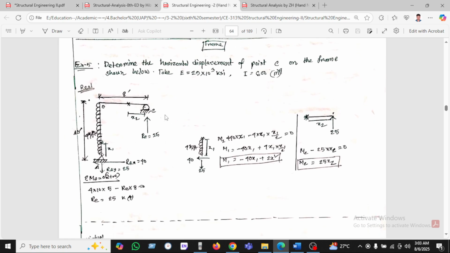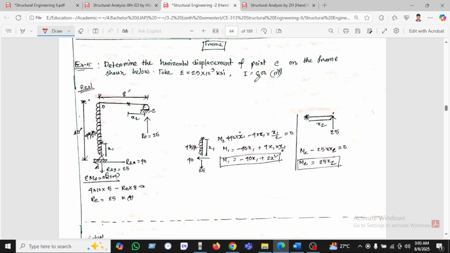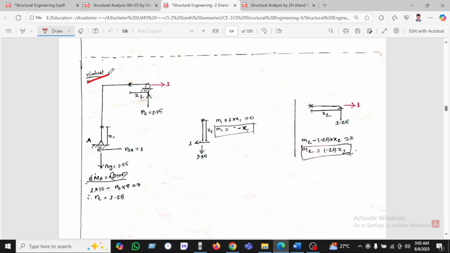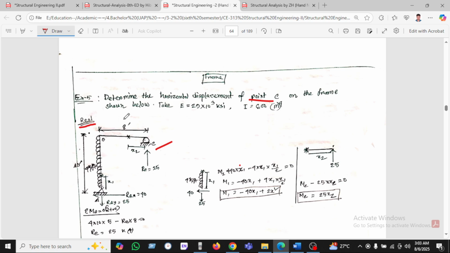We can see an example to determine the horizontal displacement at point C. So we have to calculate the horizontal displacement at point C. The frame structure is shown here, and point C is given here. In this case we have the real frame and another one, the virtual frame. At first I will look at the real frame.